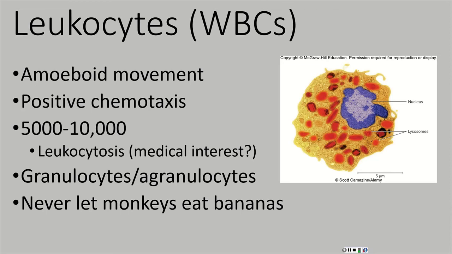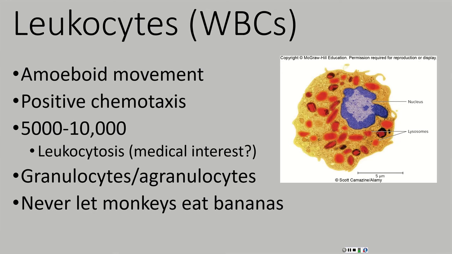Normal levels are 5,000 to 10,000, and different sources will give slightly different numbers than that. It may be a little bit lower, a little bit higher, but it'll always be in that ballpark. So if you're looking in a different textbook, you may see something like 4,800 to 10,500, but it'll still be in this ballpark.